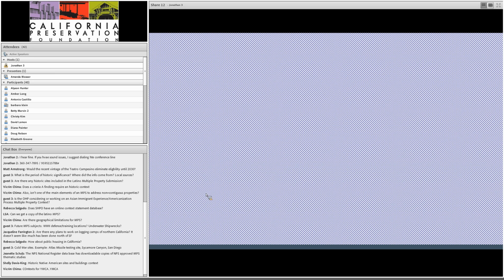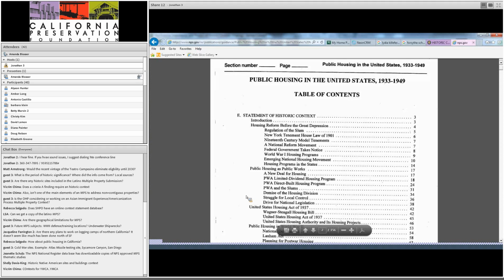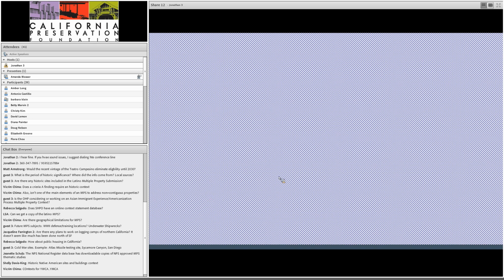For the YWCA, you might find some context in National Register nominations that have been written for individual YWCAs, but I can add that to our list. I don't know of any specifically, but that might be something you could search in the National Register database. I'll add that.